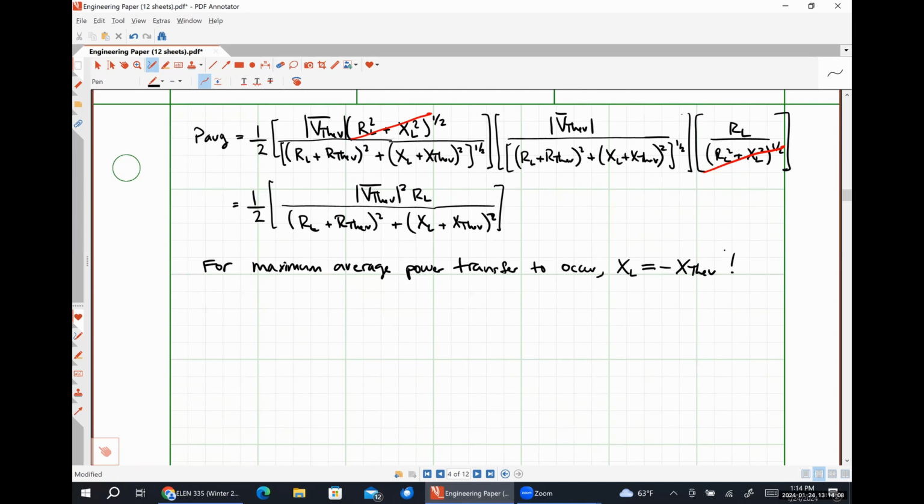Now let's look at what our relationship looks like when those reactances cancel each other out. So let's call this P average prime. So we're under the constraint that our reactances have taken care of each other. We now have 1/2 times V thev magnitude squared times RL divided by RL plus R thev squared. What do we do to maximize that?